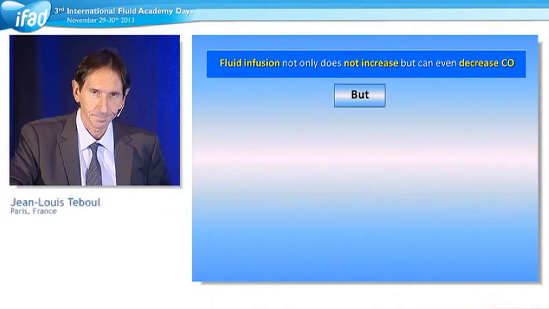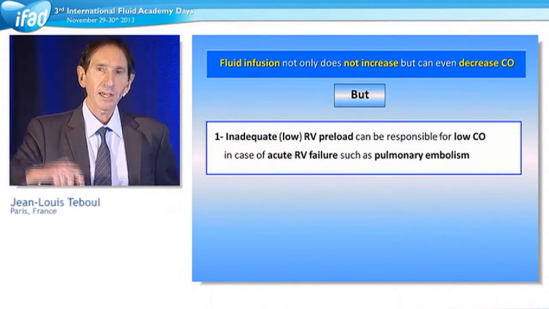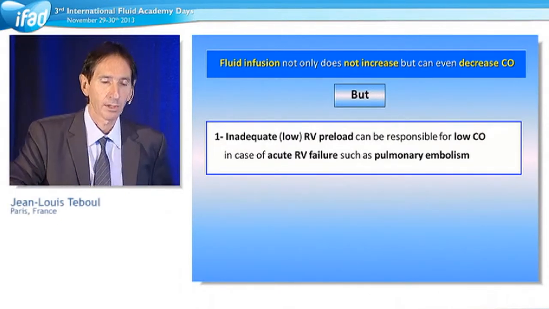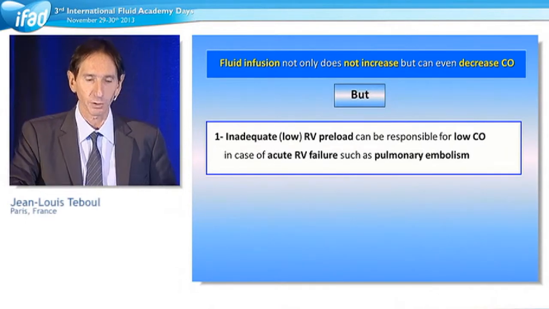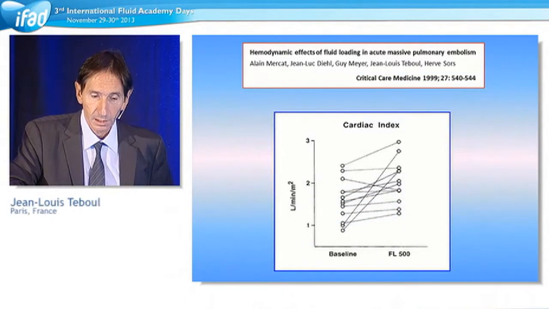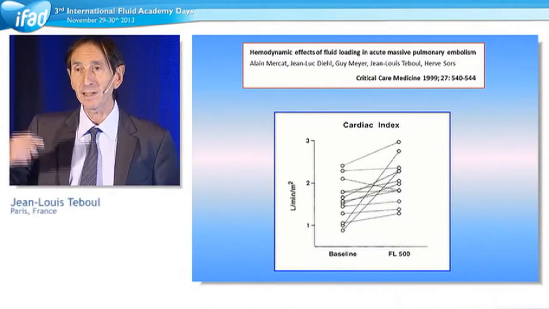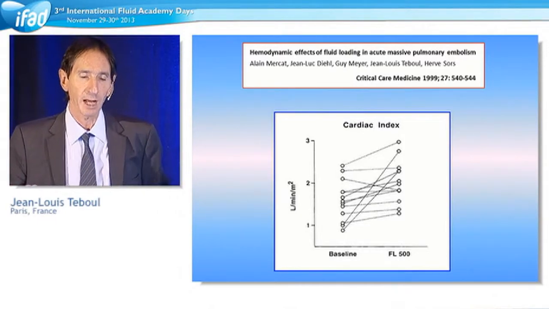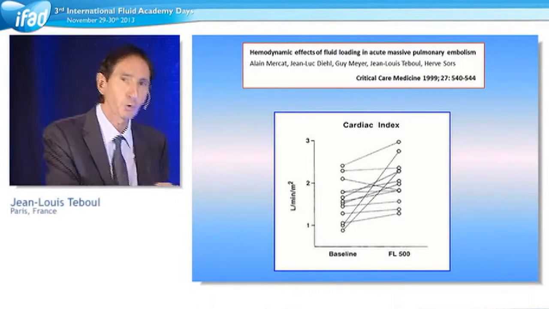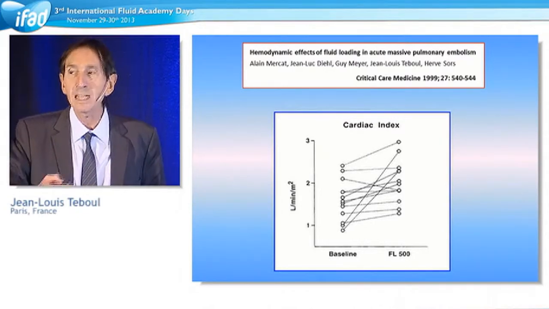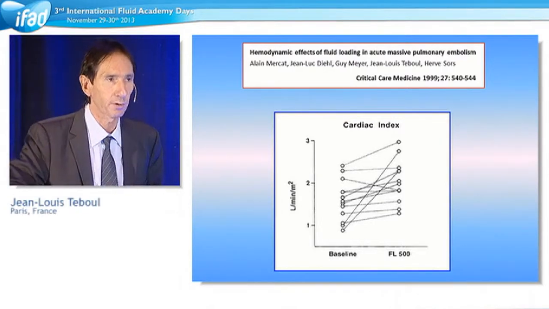However, but, always but, in medicine, in case of inadequate, that is to say low, RV preload, inadequate RV preload can be responsible for low cardiac output in case of acute right ventricular failure, such as pulmonary embolism. And therefore, if you give fluid to these patients, you can improve cardiac output. This is a study we did years and years ago with Alain Mercat, and we gave fluid to patients with acute pulmonary embolism, massive pulmonary embolism. You can observe that many patients increased their cardiac output with fluid infusion.